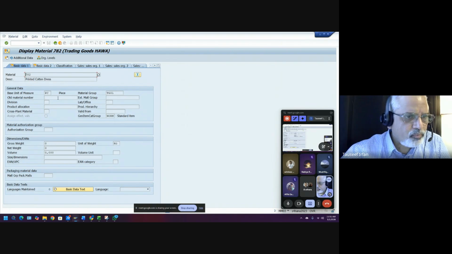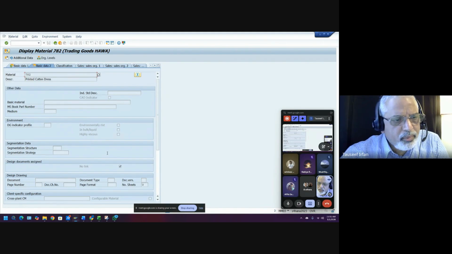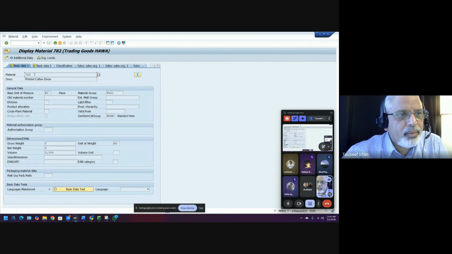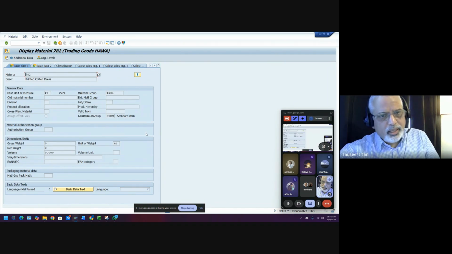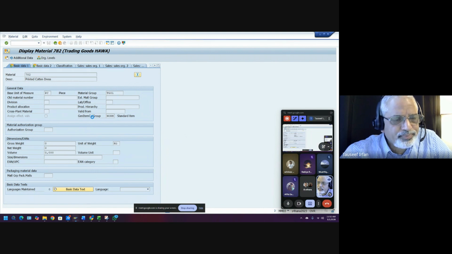Okay. And then basic data 2 is also part of the client level. This is basic data 2, not used much, but mostly for the manufacturing and design engineering side. But for us, the important part here is this one, the standard item. Now we'll talk about all that, but I'm just giving you a view today so you understand that at the client level, see, cross plant material. What does it mean, cross plant material?